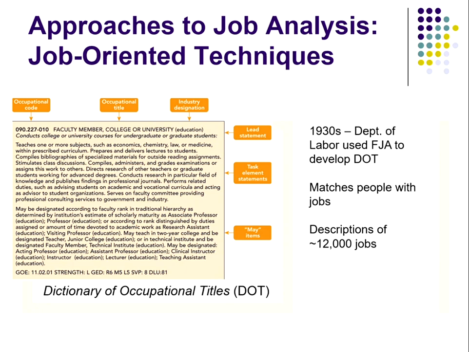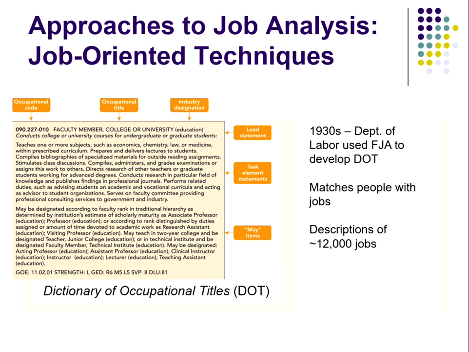You'll notice under may be designated according to faculty rank in traditional hierarchy as determined by institution's estimate of scholarly maturity, as associate professor, or according to rank distinguished by duties assigned or amount of time devoted to academic work, as research assistant, visiting professor. May teach in two-year college and be designated teacher, junior college, or in technical institute and be designated faculty, right?